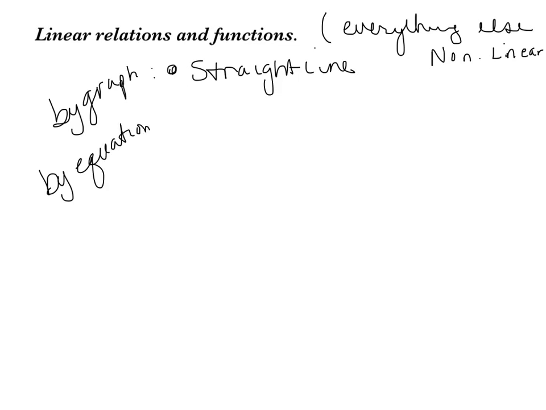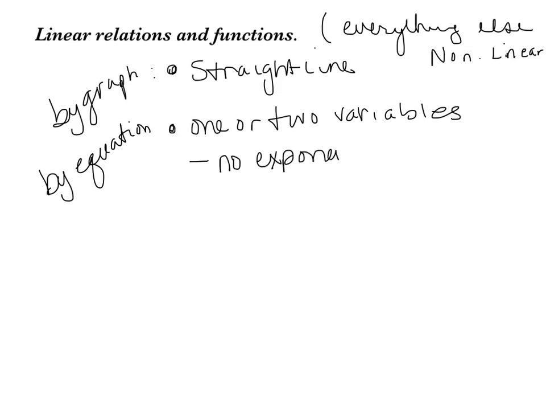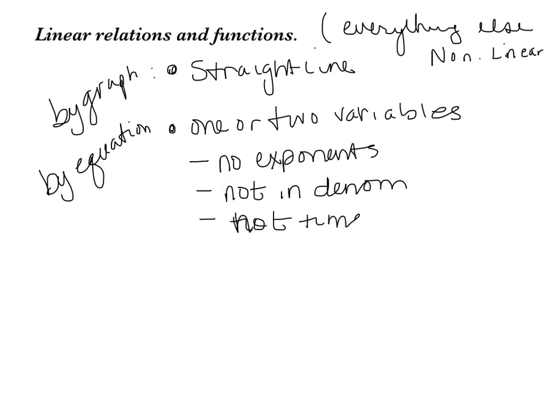And when you look at the equation, you're going to see that there's one or two variables. We always talk about x or x and y, but it can be any two variables. We'll take some examples. So, one or two variables. Those variables have no powers or exponents, okay? And the variables are not in the denominator. And, oh yeah, they're not times each other. Those are the rules you want to remember.